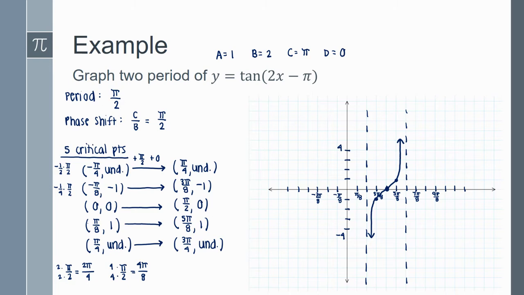I already have the vertical asymptote. So the next one over, 7 pi over 8, I want to go down to -1. Then the next one would be pi, and that's going to be where 0 is. 9 pi over 8, we're going to go up 1. And then essentially 10 pi over 8, which if we simplified that would be 5 pi over 4. That's going to give me then my next one. So then here is my next graph. There's 2 full periods. We are done.